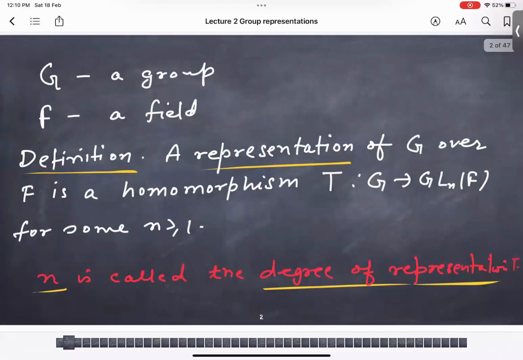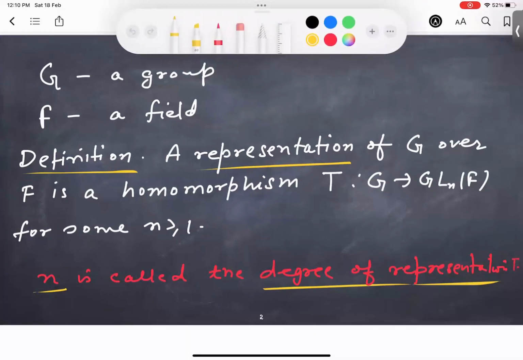So what is a representation? As I have told you, for us all groups are finite. Because I am just discussing representations of finite groups, G is a finite group and F is a field. And a representation of G over F is a homomorphism from G to GL_n(F) for some n greater than or equal to 1. And this n, the size of the matrices, is called the degree of the representation.